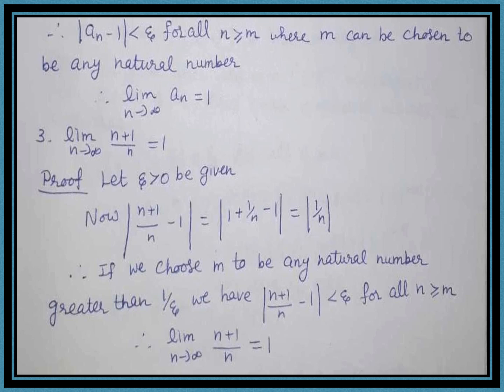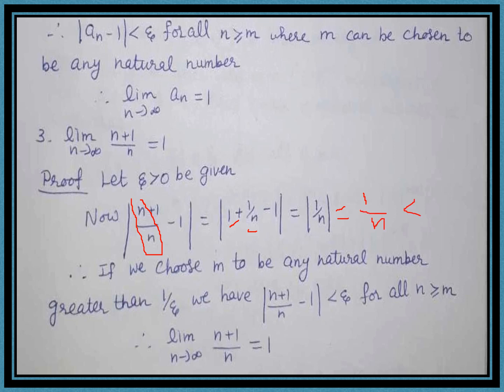L value is 1 here. An value is going to be (n plus 1) divided by n. So we can write (n plus 1) divided by n as 1 plus 1 by n. So we have n by n, that becomes 1, and 1 by n is kept as it is, and minus 1. So this 1 and this minus 1 get cancelled. Therefore, we get the absolute value of 1 by n, that is equal to 1 by n.